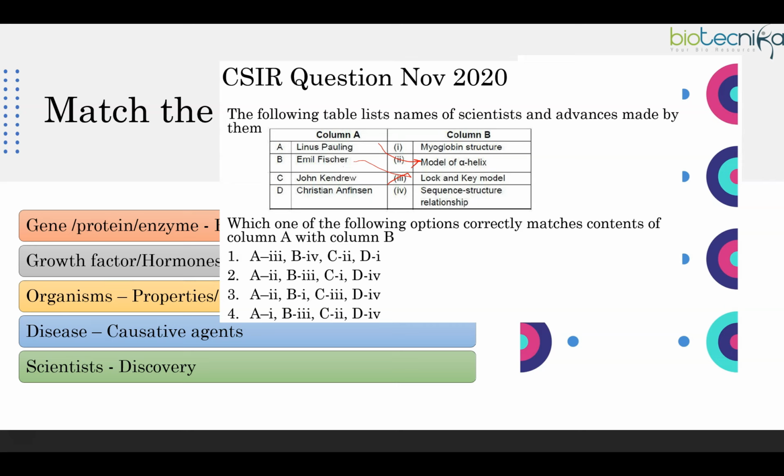The first structure of myoglobin was given by John Kendrew, and Christian Anfinsen is very popular for the renaturation experiments, which gave the sequence-structure relationship. Hence the correct answer over here will be option 2.